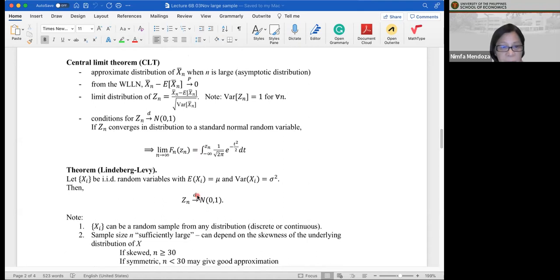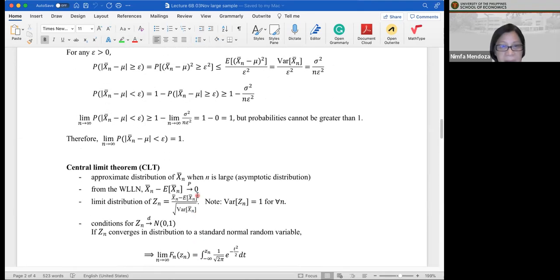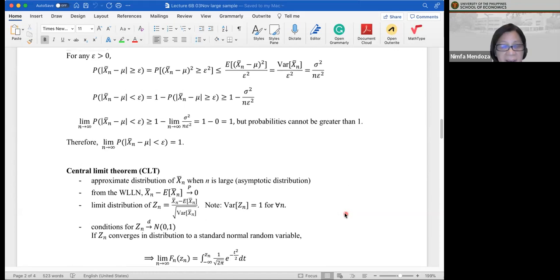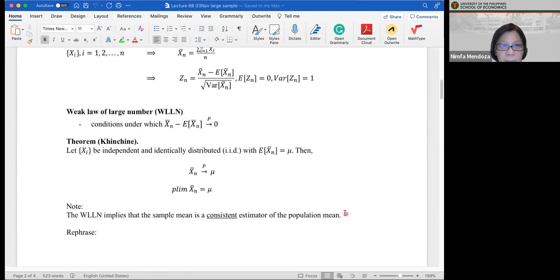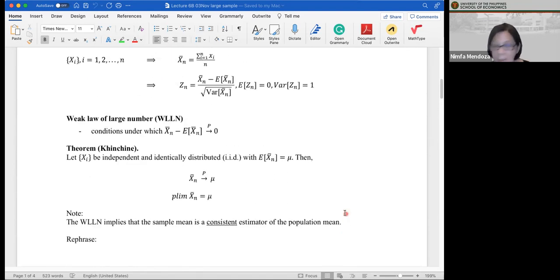Okay, then we move on to the central limit theorem. For the weak law of large numbers, this is our major takeaway: the plim of x bar sub n is equal to mu. That is, the sample mean is a consistent estimator of the population mean.